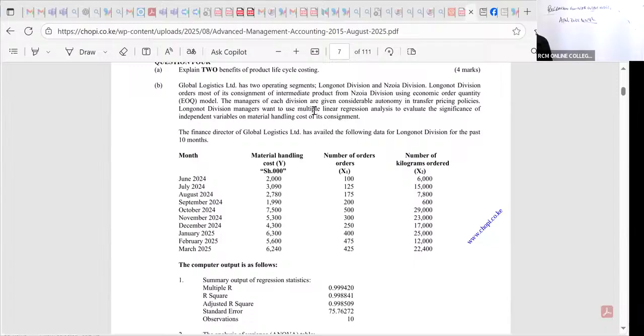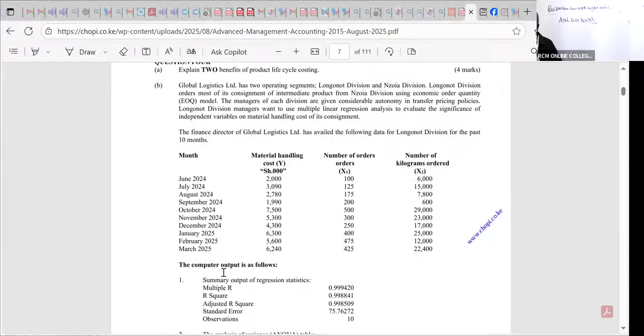The managers of each division are given considerable autonomy in transfer pricing policies. Longonot Division managers want to use multiple linear regression analysis to evaluate the significance of independent variables on material handling cost of its consignment. The finance director has availed the following data for Longonot Division for the past 10 months. So we have months, material handling, number of orders, number of kilograms. You can see we have Y, X1, X2, what we call multiple regression, not single.